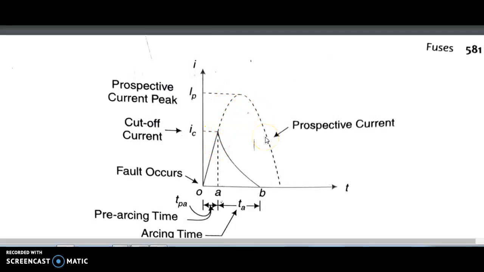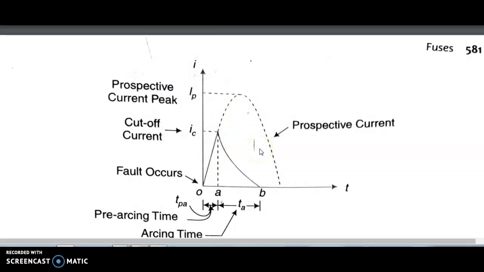It is the current which would have flown in the circuit if the fuse had been absent, that is, if it had been replaced by a link of negligible resistance. It is measured in terms of the RMS value of the AC component of the fault current in the first major loop. This we call IP, the peak value of the prospective current. This is the prospective current.